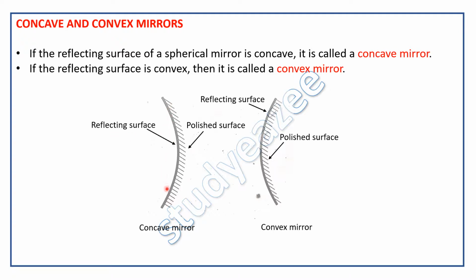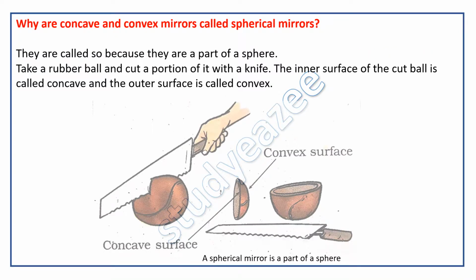You can see in a concave mirror, this is the reflecting surface and this is the polished surface. And in a convex mirror, this is the reflecting surface and this is the polished surface. You may wonder, why are concave and convex mirrors called spherical mirrors? They are called so because they are a part of a sphere. To understand this, take a rubber ball and cut a portion of it with a knife. The inner surface of the cut ball is called concave surface and the outer surface is called convex surface.